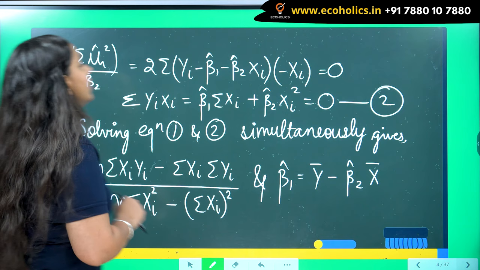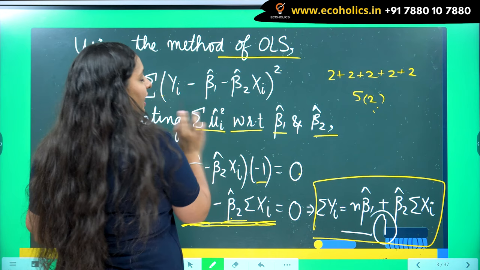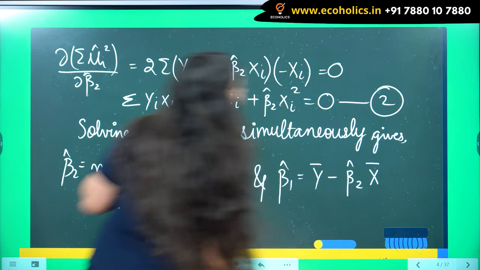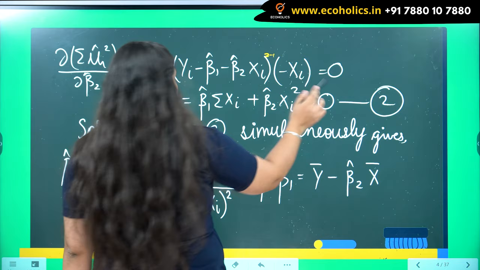Now, in the same way, I will be differentiating my mu i hat square with respect to beta 2 hat. So, in the same manner, what will happen? 2 comes in front, remaining power 1. And when I do the derivative with respect to beta 2, minus xi would be left. So, 2 has come in front. 2 minus 1 is 1 only. Then the derivative of the inside terms with respect to beta 2 hat gives me minus xi. Again, if 2 goes to the other side, it will become 0.